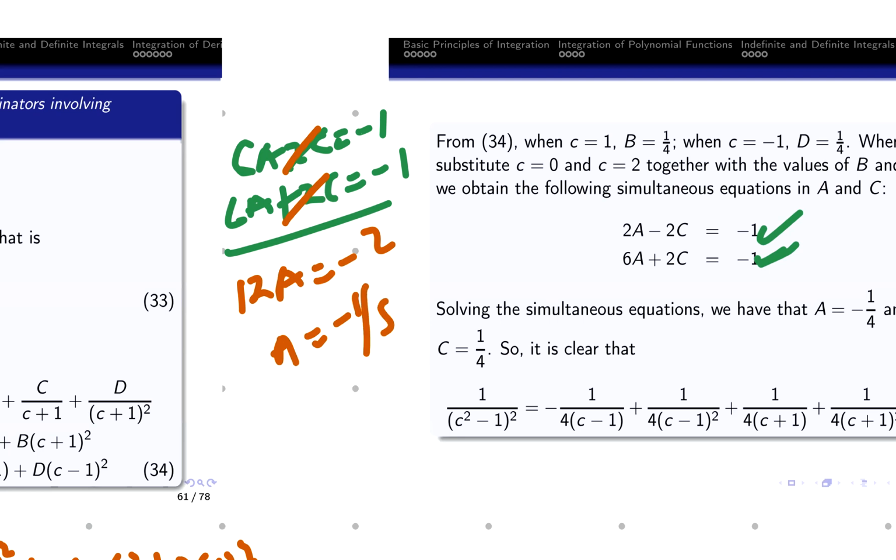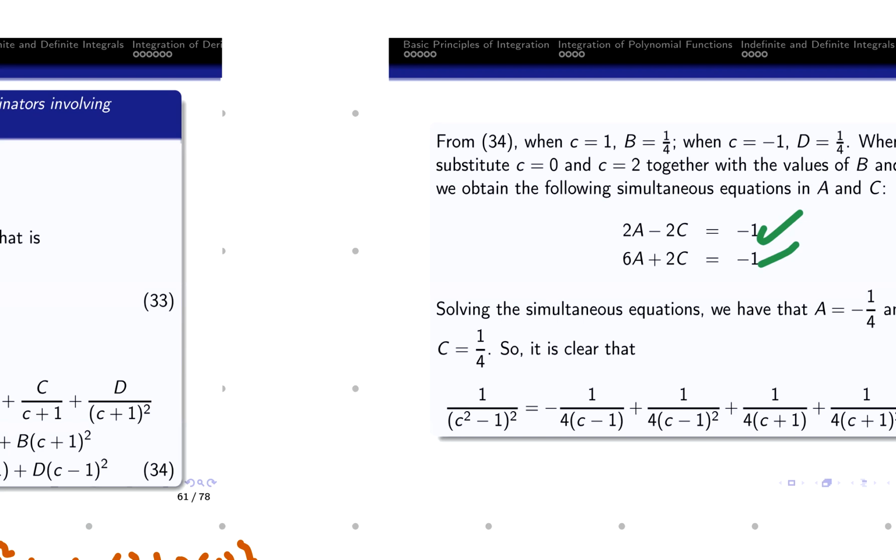Oh, sorry, this is 2a, sorry. So this is 8a. Maybe I shouldn't have gone that far. I could just do it here, since I can easily erase. So add up this. 2a plus 6a is 8a, minus 2c plus 2c is 0, and this is minus 2. So divide through by 8. So you simply have a to be minus 1 over 4. That's why a is minus 1 over 4 here.